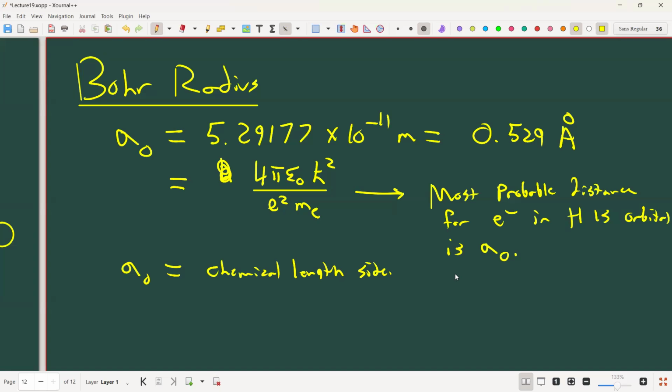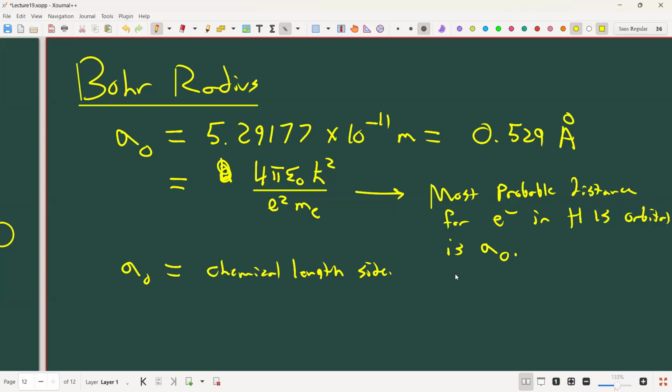Right. So we somehow have, from first principles, derived the length scale of chemistry. And we'll see that time and time again. You can define a length scale for chemistry. You can define a time scale for chemistry as well, and an energy scale. We've already looked at energy scales for chemistry. And we'll look at time scales at a later point.